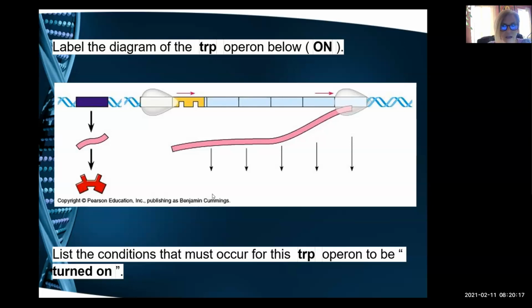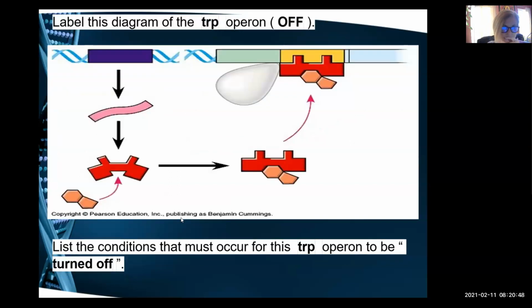So for this trip operon to be on, is the repressor protein bound, or is it released? First of all, for it to be turned on, so transcription occurs. Is the repressor bound or is it released? I mean, yeah, it's released. So it's already going to be off, which means tryptophan levels must be low. If tryptophan levels were high, it would bind and it would stop the process.